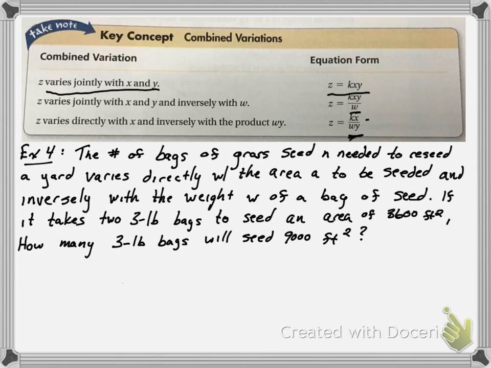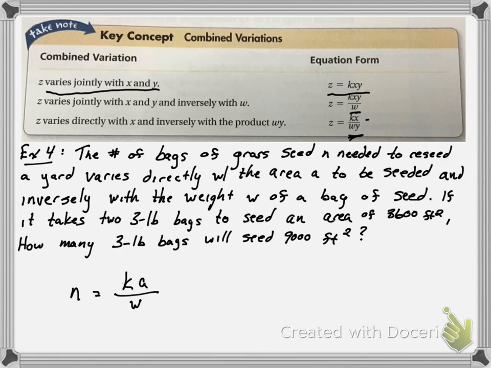So if we go back into the problem, we have to set up a formula. It says that N varies directly, that's your k, with A. So k times A, a constant k times the area A to be seeded, and inversely with W. That's why I'm dividing by W. Now I'm going to use the first part of it to figure out what k is, because that's the only way I'm going to figure out the other stuff.